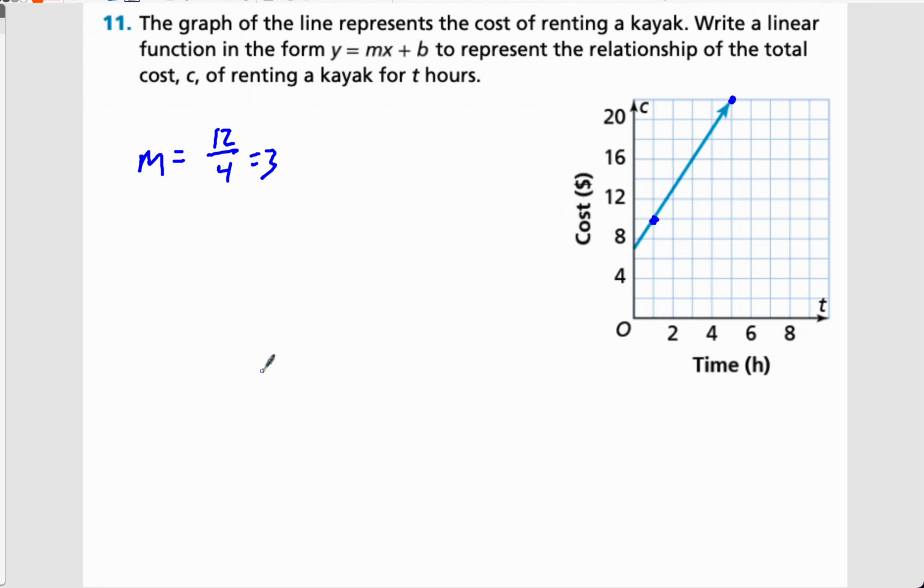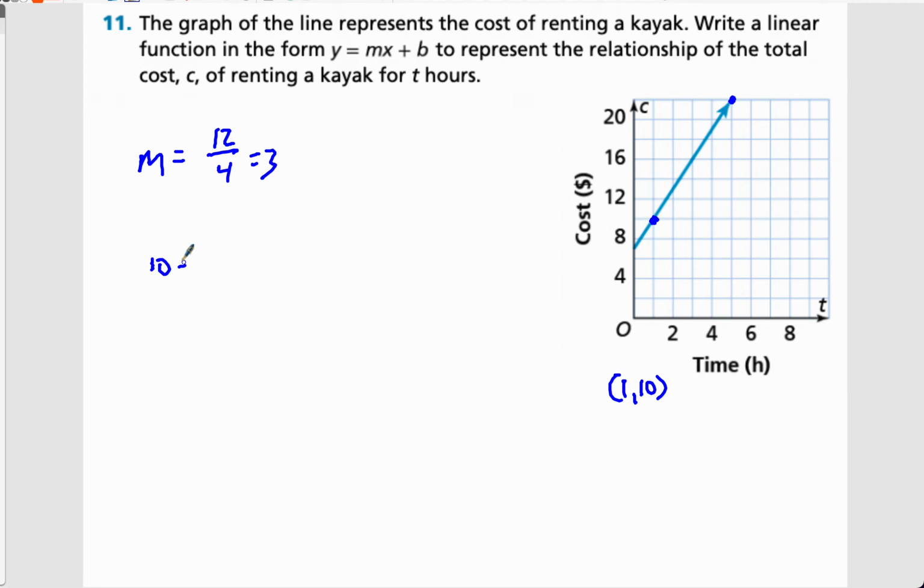Next, we need to find the y-intercept, and the y-intercept is a little bit tricky on this one. We might be able to tell that it's about 5.5. No, 4, 6, 7, about 7, maybe 7.5. But what we can do, just like we've done on past ones, we've got an ordered pair here that is really easy to see. It's (1, 10), and I can use that in the equation really, really easily.